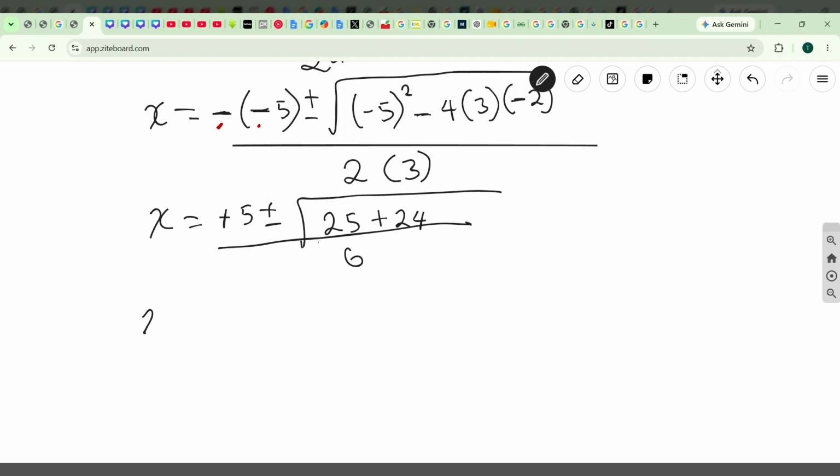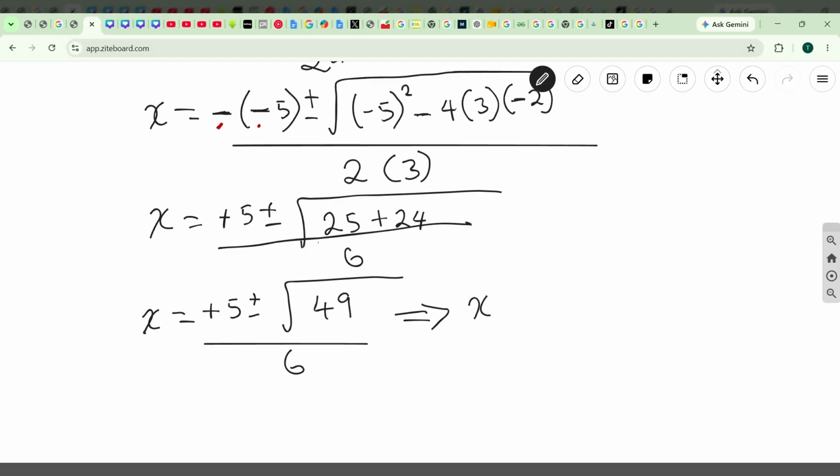And if we progress, our x is equal to positive 5 plus or minus the square root of 25 plus 24, which is 49, divided by 6. So x is equal to 5 plus or minus the square root of 49. Again, 49 is a perfect square, so the square root of 49 is 7. So I'm going to replace this with 7, and this is going to be divided by 6.